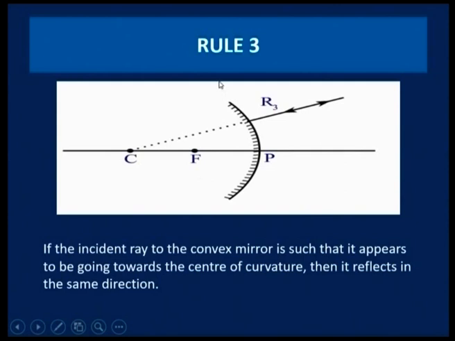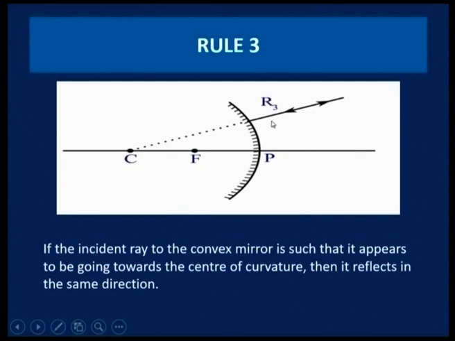The next rule, rule number 3: if the incident ray to the convex mirror is such that it appears to be going towards the center of curvature, then it reflects in the same direction. The same rule as the concave mirror, children. The only thing is that we have to use the words "appears to".